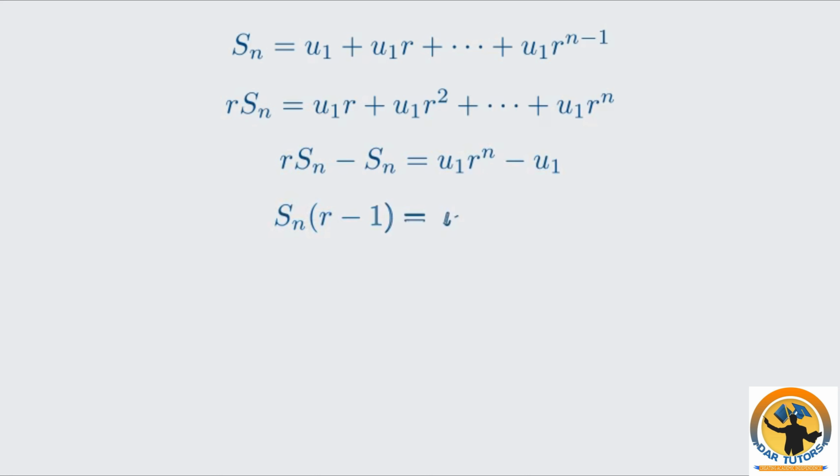Factoring out s_n and u_1, we get s_n times (r minus 1) equals u_1 times (r to the n minus 1). Dividing by r minus 1 gives us our formula. This formula is incredibly useful for quickly finding the sum of many terms.